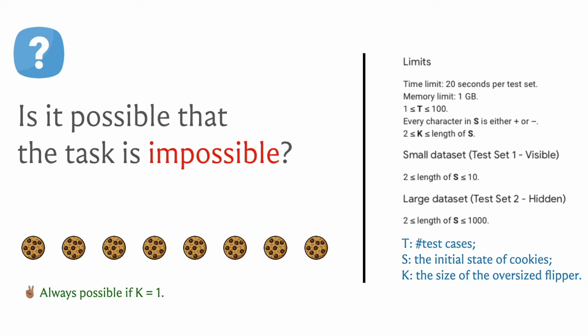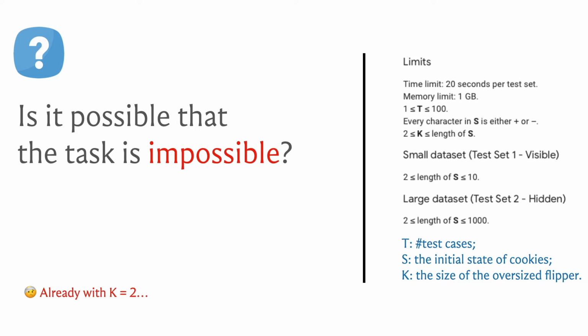Perhaps that's why the range of K is between 2 and something. It's truly an oversized flipper. And notice that when K is equal to 2 already, it's not very hard to come up with an example where it's impossible to achieve this task.